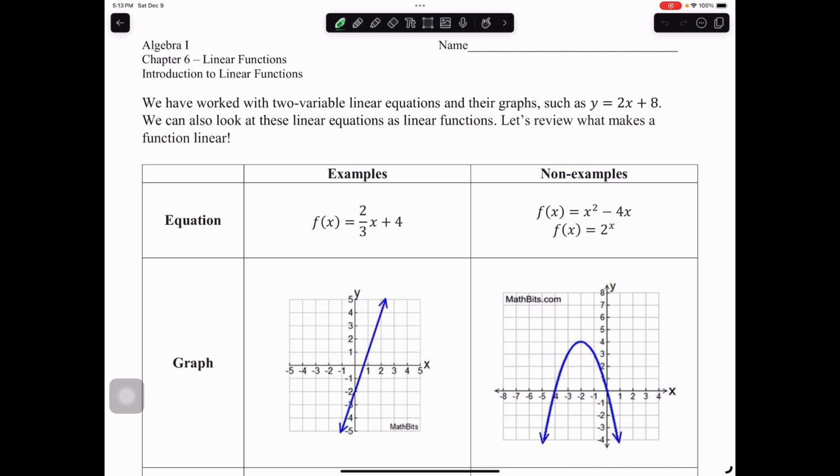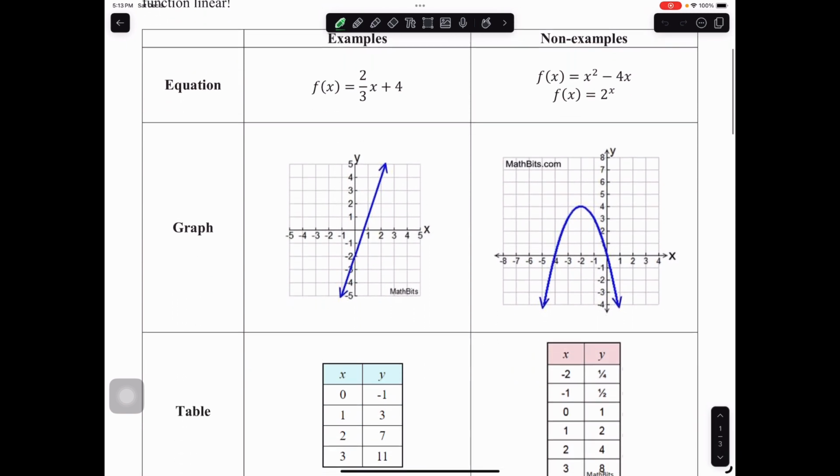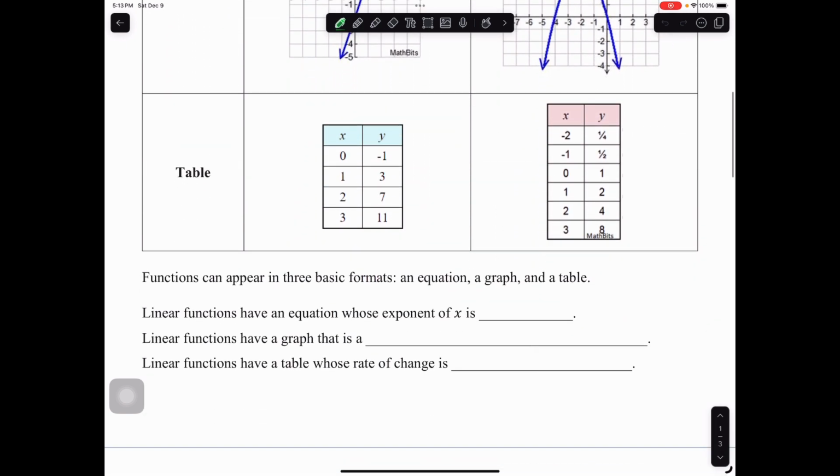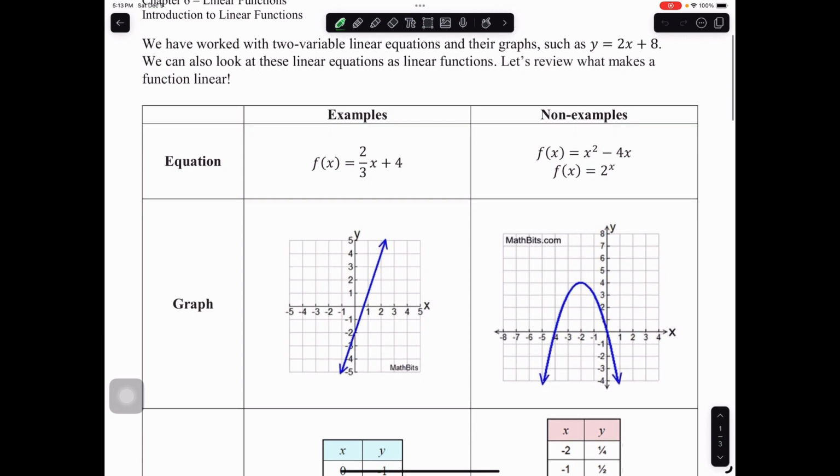Let's review what makes a function linear. So in this chart, you're going to see equation, graph, and table, and then we'll do a quick little summary. So when it comes to equations, you can see an example of a function on the left, f of x equals 2/3 x plus 4. What makes this one linear is that you have an exponent here that is a 1 on the x. If you don't see anything there, that's what's really there.